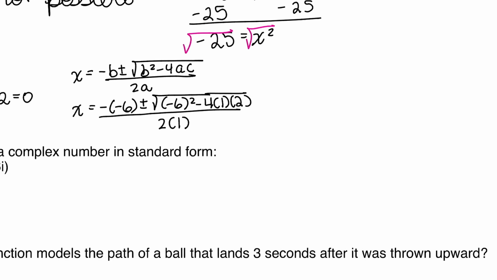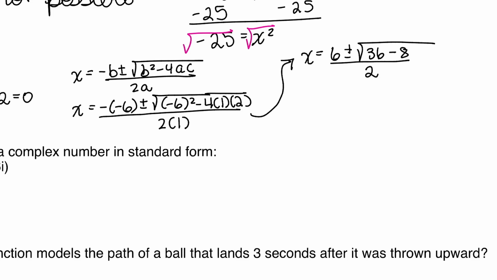Okay, after further simplifying, negative times a negative is a positive, so we'll have positive 6 plus or minus the square root of negative 6 squared is positive 36. 4 times 2 times 1 is going to be 8. Then we're going to divide that answer by 2. So we're going to get x equals 6 plus or minus the square root of 28 over 2.